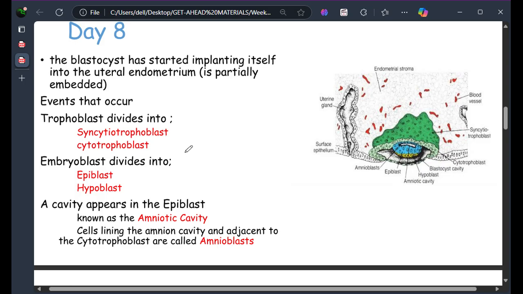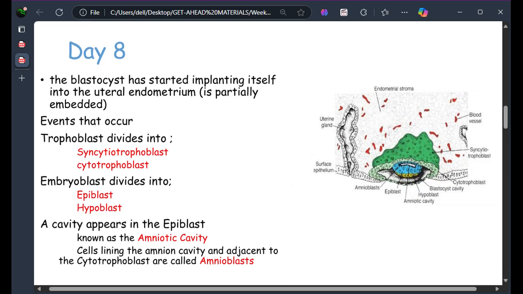That is why it's important for hatching to take place, where it takes place, and how it takes place. So day 8. We're done with week 1, and now we're at day 8. That is, we're entering the second week. The blastocyst at this point has started implanting itself into the endometrium, and it is partially embedded in the endometrial stroma.